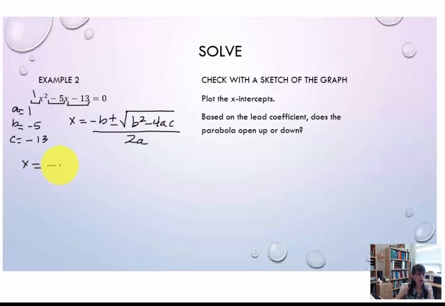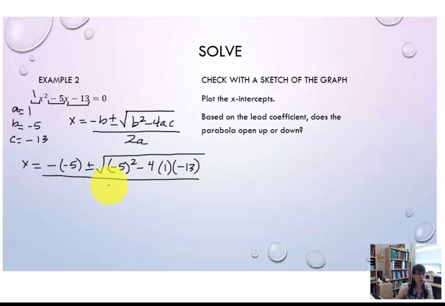X would equal a negative times our b value. Again, b is a negative number, so be sure to include that negative in that quantity. Plus or minus the square root of b squared. Again, minus 5 goes in the quantity. Minus 4 times a, which is 1, times c, minus 13. All divided by 2 times a, that's 2 times 1.